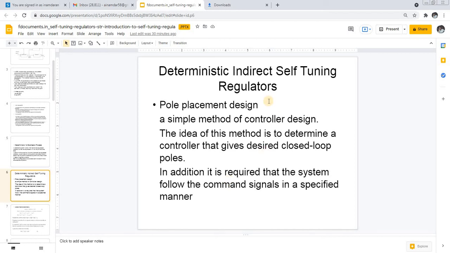Now we are going to have a look at the first technique to design the deterministic self-tuning regulator, which is the pole placement design. It is a simple method of controller design. We have learnt it in basic control system theory, and the idea of this method is to determine a controller that gives us the desired closed loop poles. In addition, it is required that the system should follow the command signal in a specified manner.